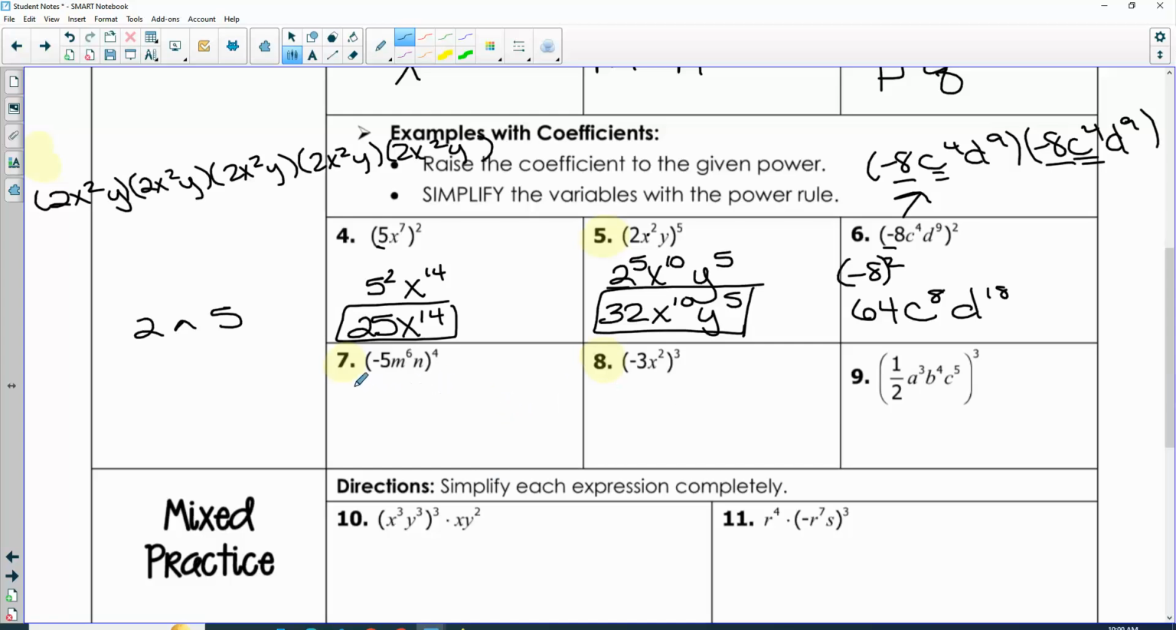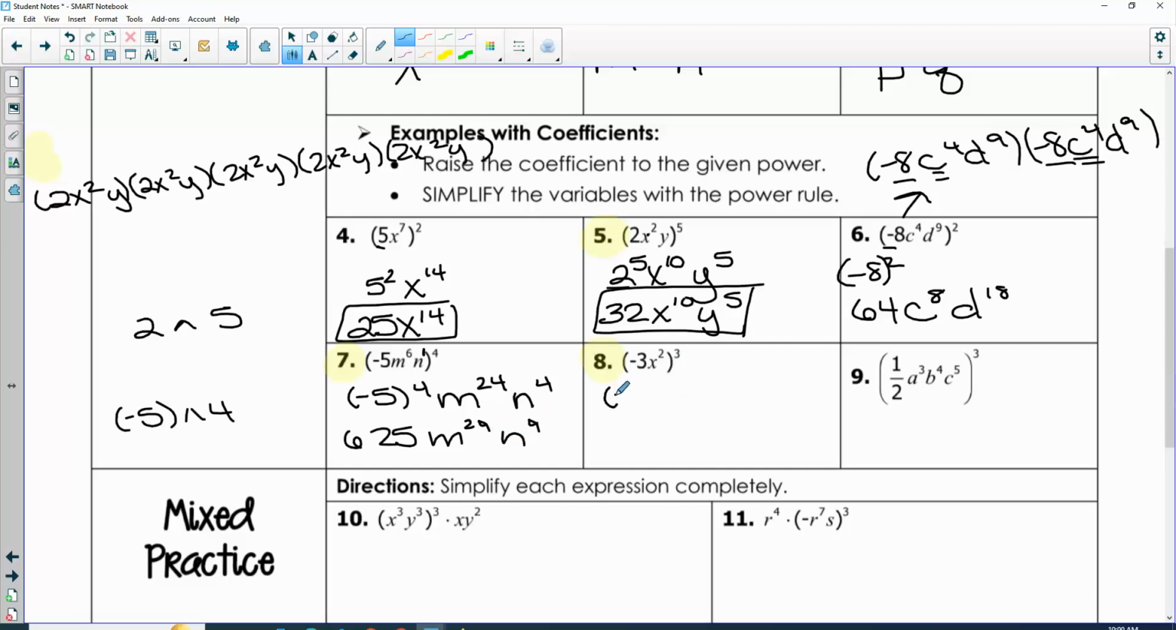Alright, so number 7. This means I would have negative 5 4 times. My m, 6 times 4 is 24. We currently have 1 n, so 1 times 4 is 4. When you type this one in, you have to do the negative in parentheses, then the caret, and then the 4. So that tells you 625, m to the 24th, n to the 4th.